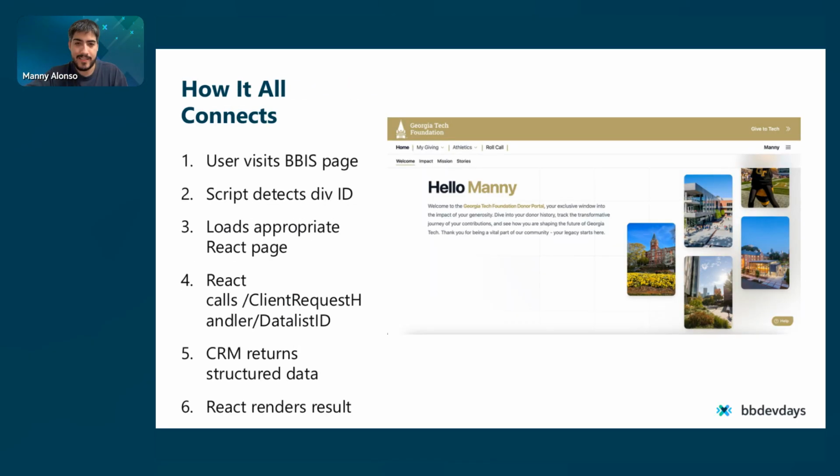So this is how it all connects. The user visits a BBIS page. The script that we have detects the ID on the div that's on that page. It loads the appropriate page. React calls our client request handler, whether we want to call a data list or data form. And CRM returns structured data, and React renders the result. And that's how we got the whole thing going without having to use raw HTML and JS inside of BBIS.